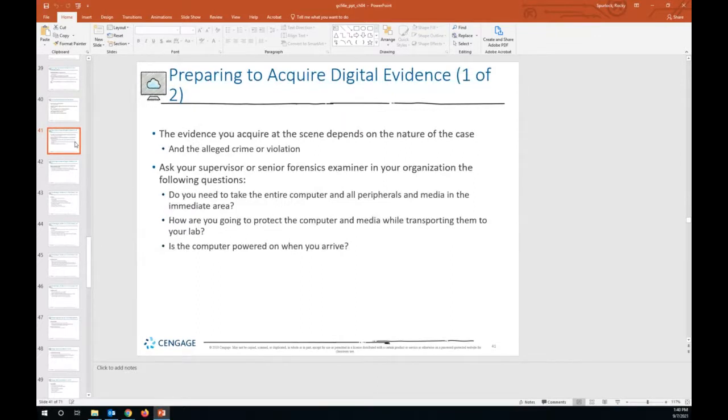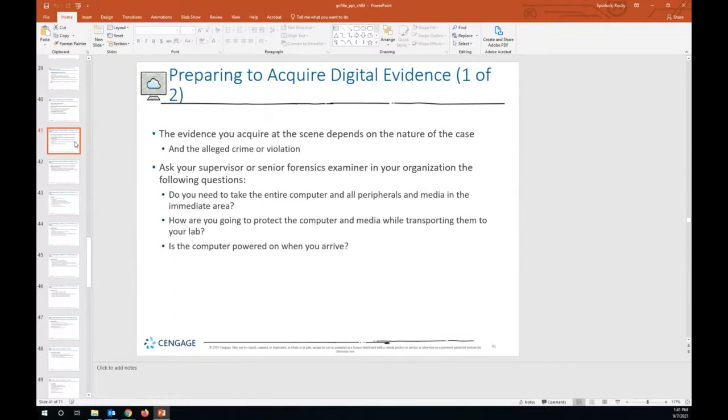All right, so the evidence you require at the scene is going to depend on the nature of the case and the alleged crime or violation. Some of the questions you need to ask your supervisor or forensics examiner in your organization: do you need to take the entire computer and all its peripherals and the media in the immediate area? How are you going to protect the computer and media while transporting them to your lab?